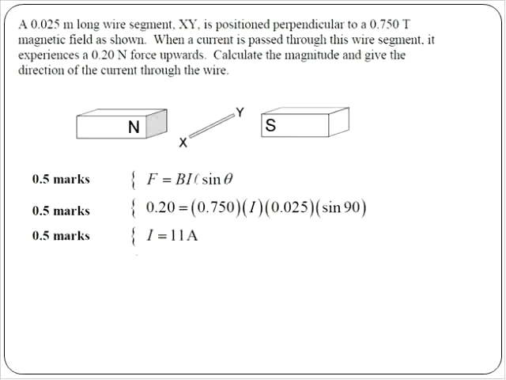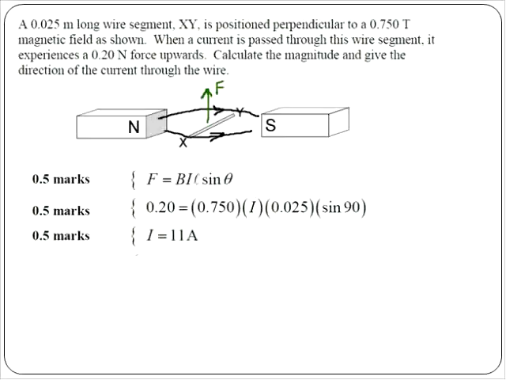So there's 11 amps of current. Now, here's the other part of it. I know that the magnetic field lines are going from north to south like this. There's your magnetic field. And it says the force is up. So that force is upwards.